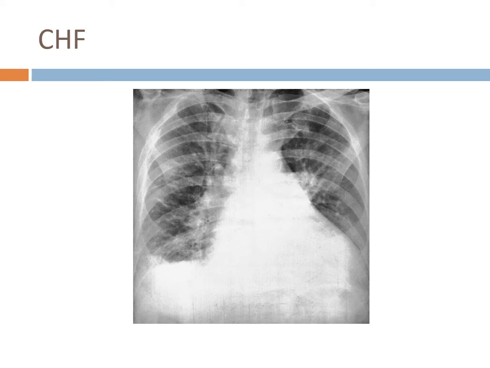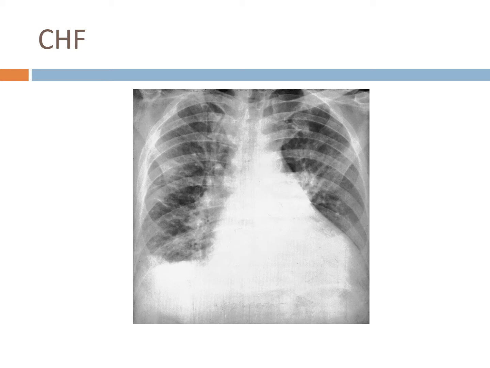And then they're kind of hard to see. It says here they're really hard to reproduce on print, but you'll have the Kerley B lines. So just remember Kerley B lines, K-E-R-L-E-Y. If you see Kerley B lines, that's generally a sign of CHF. Okay, and I know that's on a test someplace.